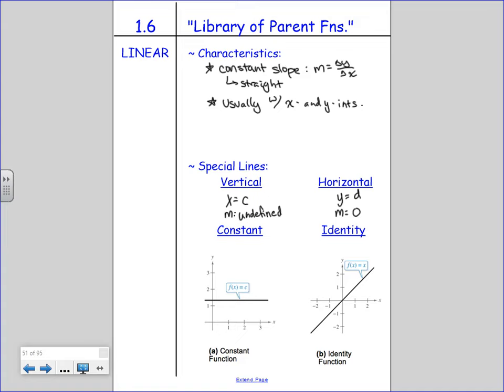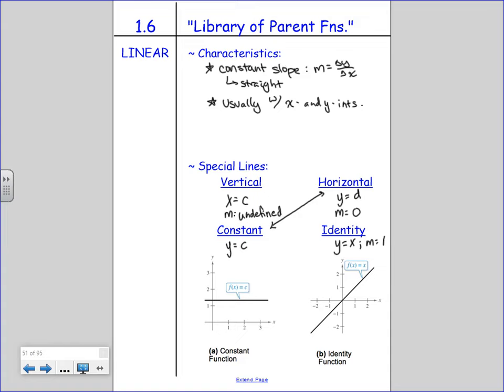Constant. A constant function is actually pretty much the same thing as the horizontal, just another way of naming it. So we'll also put y equals c, what they put down below, y equals d. Constant function is going to be a horizontal line every time. And then the identity function we know is y equals x, which has a slope of 1. Right? And y equals x is special for different things like reflections and inverses and whatnot, but we'll stop there.